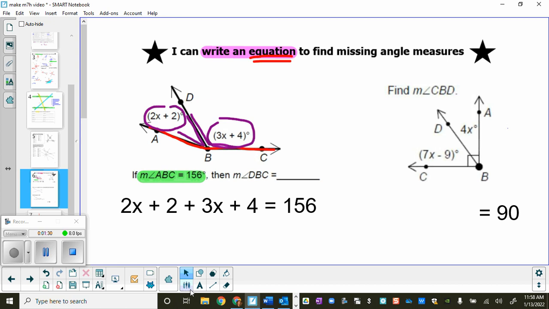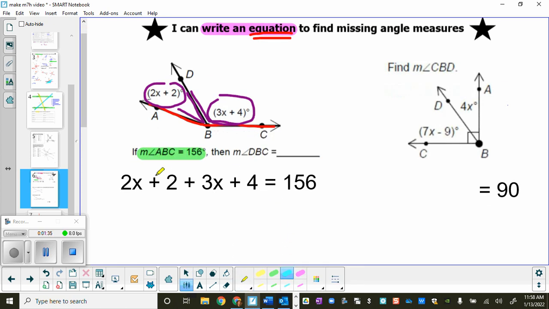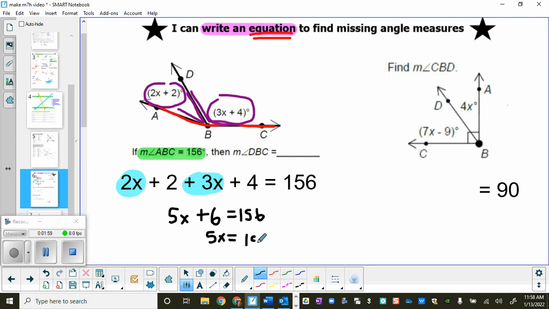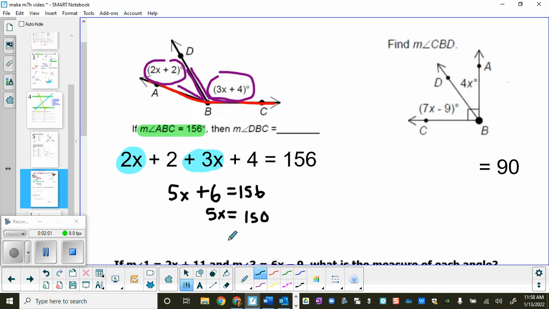Now, if we think back to a previous unit, when we have this equation here, we're going to combine like terms. I see 2x's here, and I see 3x's here, so that's where I'm going to get this 5x. Now for my constants, 2 and 4 is a 6. Now when we solve this, we're going to subtract 6 from both sides. So I've got that 5x equals 150. And then when I divide by 5, we get that x is 30.